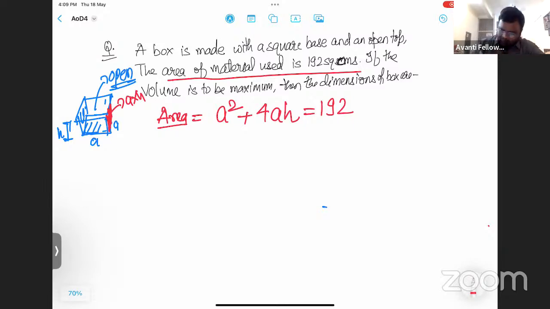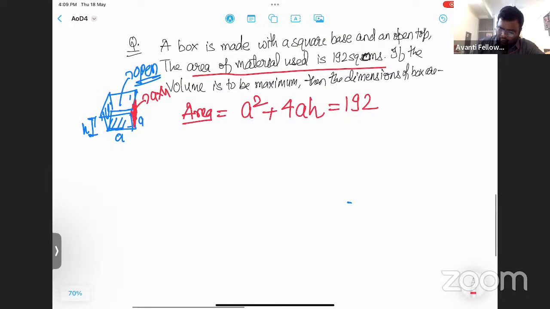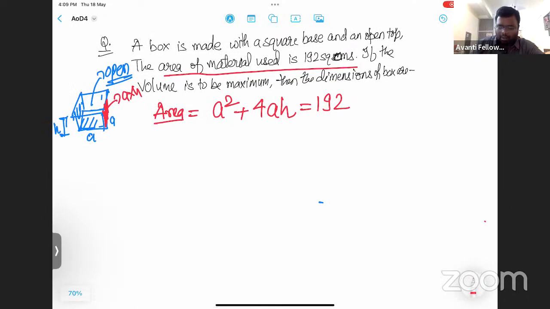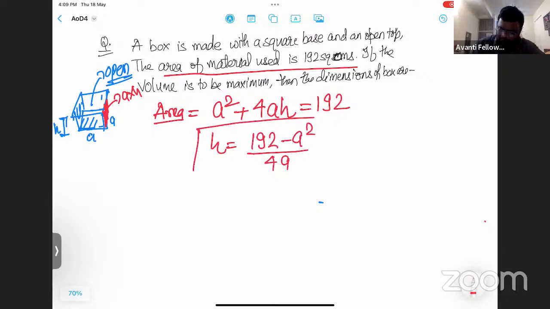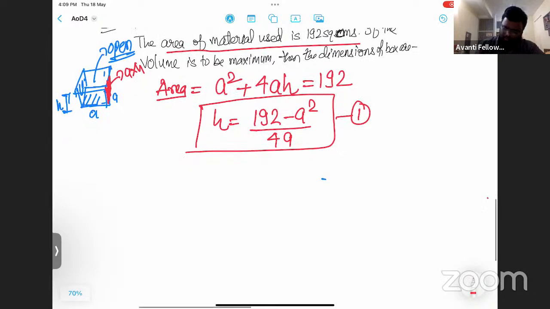So now we'll simply rearrange, expressing one variable in terms of the other. So we get H is equal to (192 minus A square) upon 4A. This is the relation which we are going to use now. Okay? H is equal to (192 minus A square) upon 4A.